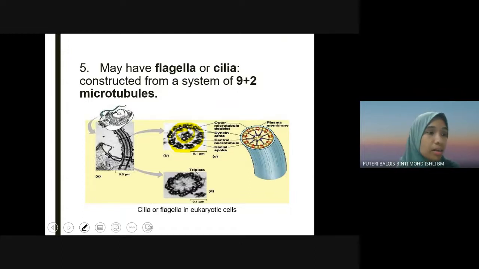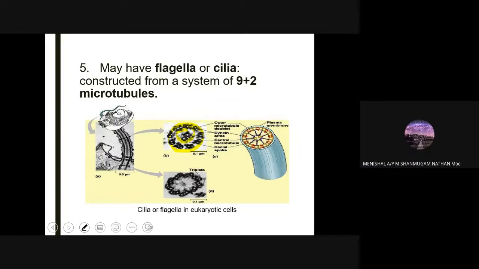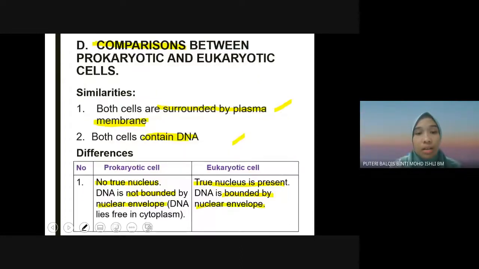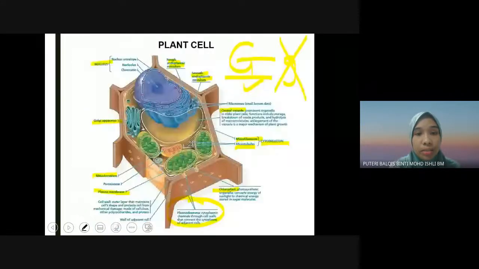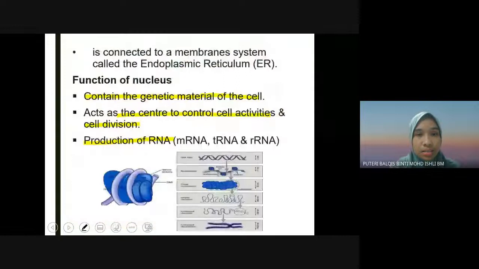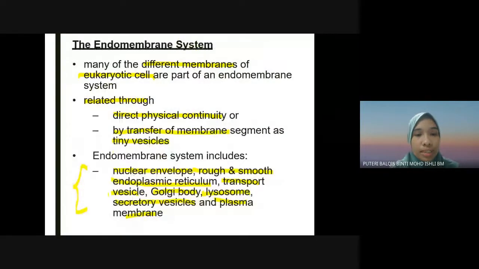Okay, lagi ada tak soalan? Ada lagi tak? Madam, yeah. Can you explain the endomembrane system? Like if they ask you what is the endomembrane system, then how do we put it in words? Okay. What is endomembrane system? Let me check first. Okay, what is the endomembrane system?